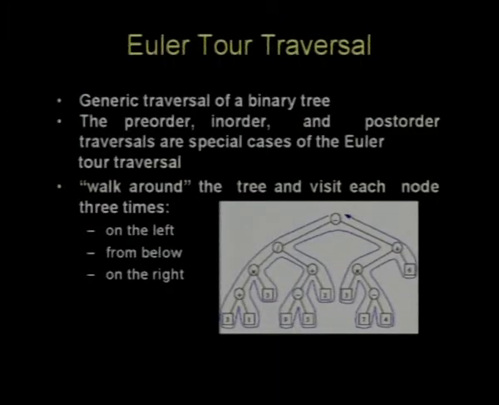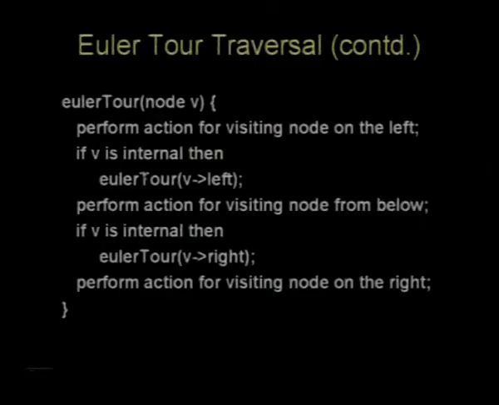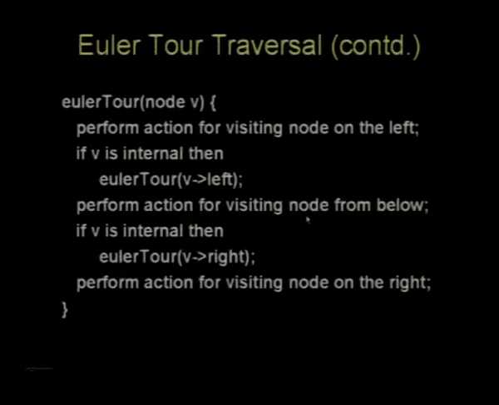So you can see that at this node you can walk on the left, you can walk from below and you can walk on the right. Let us first write a pseudocode for the Euler tour traversal in general. Perform action for visiting node on the left. If V is internal, then Euler tour of V's left child. Checking whether V is internal means we are checking whether the node is a leaf node or an internal node. Perform action for visiting node from below. If V is internal, then you repeat the recursive algorithm with V's right child, and perform action for visiting the node on the right.